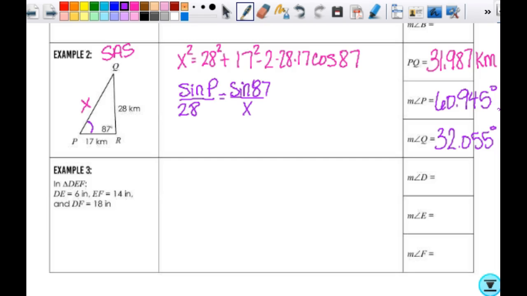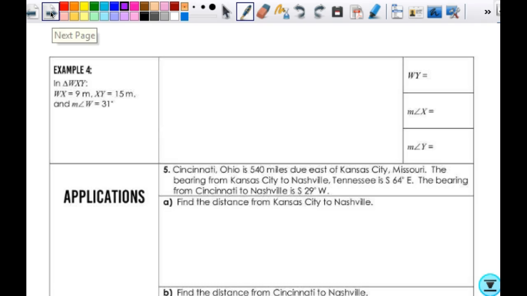Let's flip over on the back. Let's look at example 4. So I've got to draw this picture. So here's my triangle, W, X, and Y. WX is 9. XY is 15. Angle W is 31. And I have to find all of the pieces.